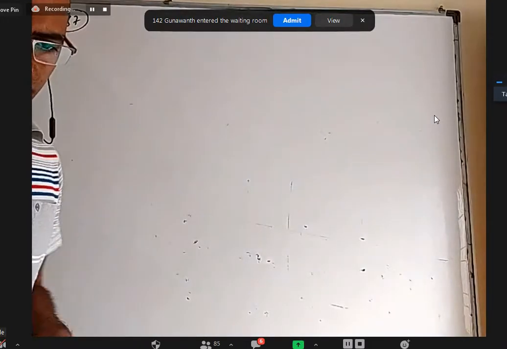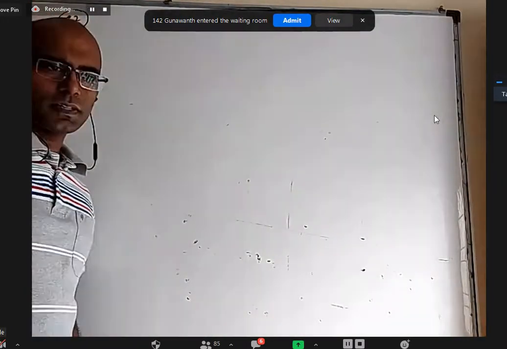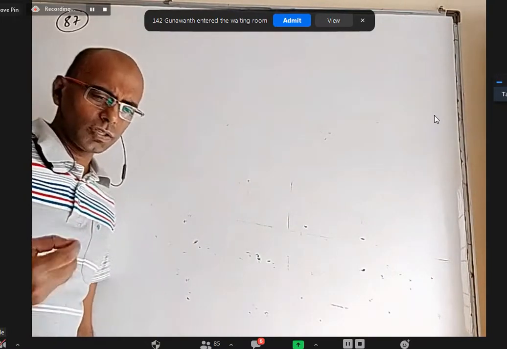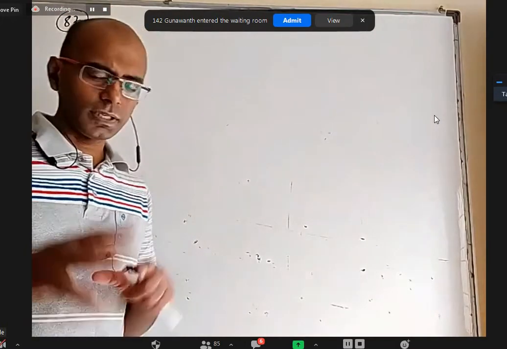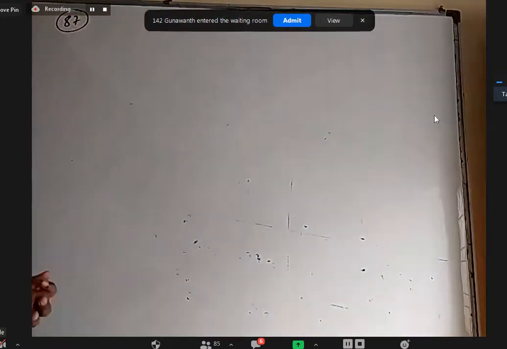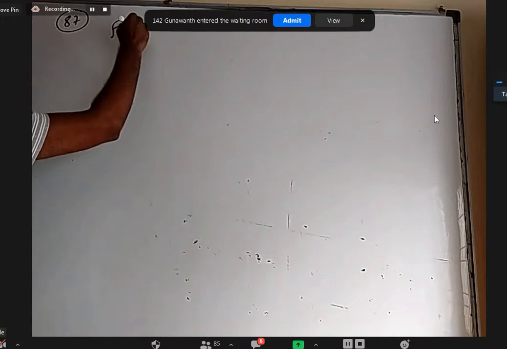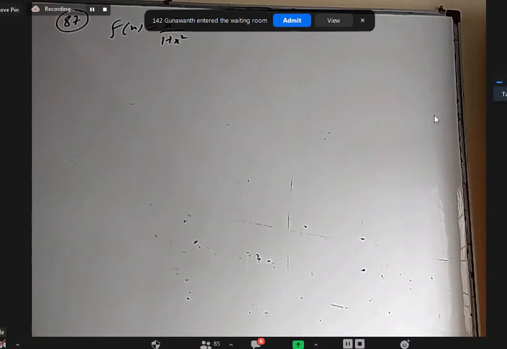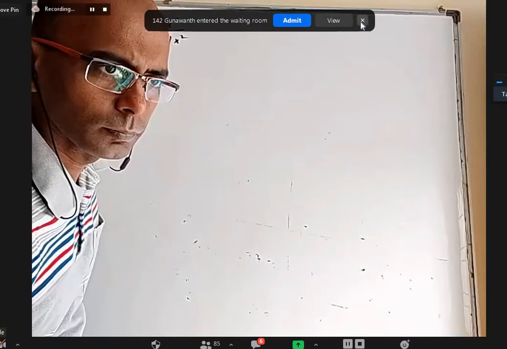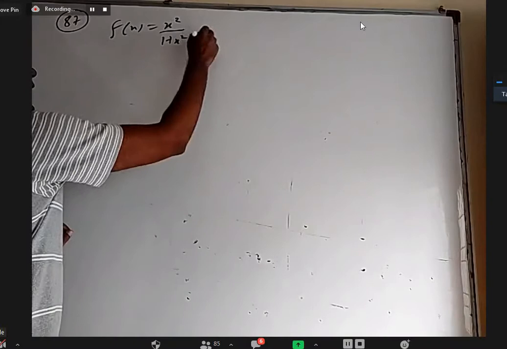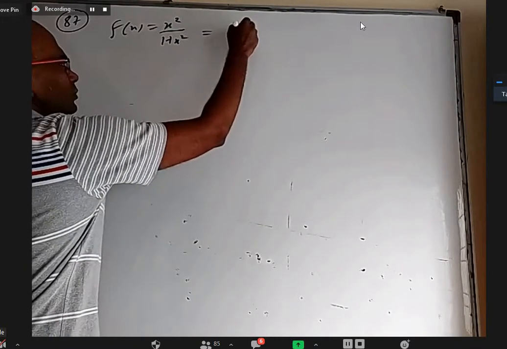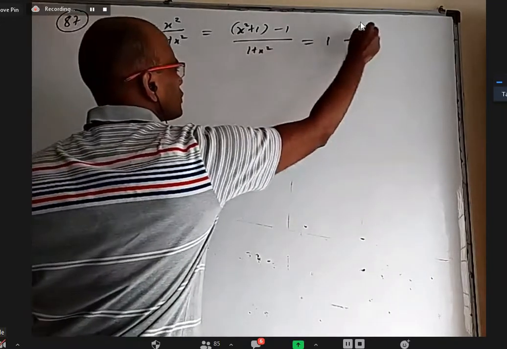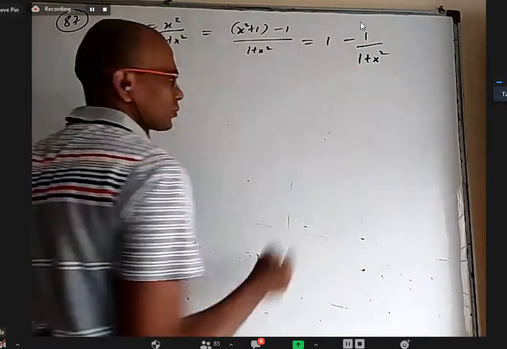Okay, so 87. As I said, for the range, there is no standard procedure. Basically, you have to think: when you substitute different x values, what are the different y values you will get, and how to find all of them put together. So, f of x equal to x square by 1 plus x square. One way to do this is, I can add 1 and subtract 1 in the numerator: x square plus 1 minus 1, by 1 plus x square, which will be 1 minus 1 by 1 plus x square.